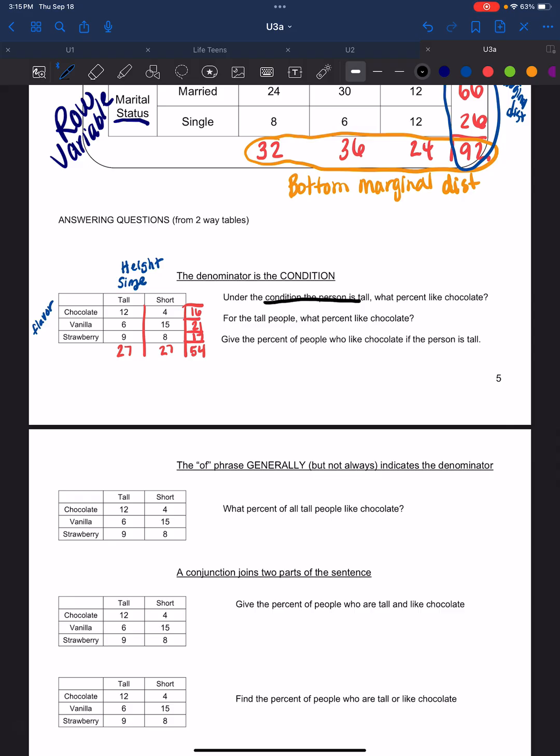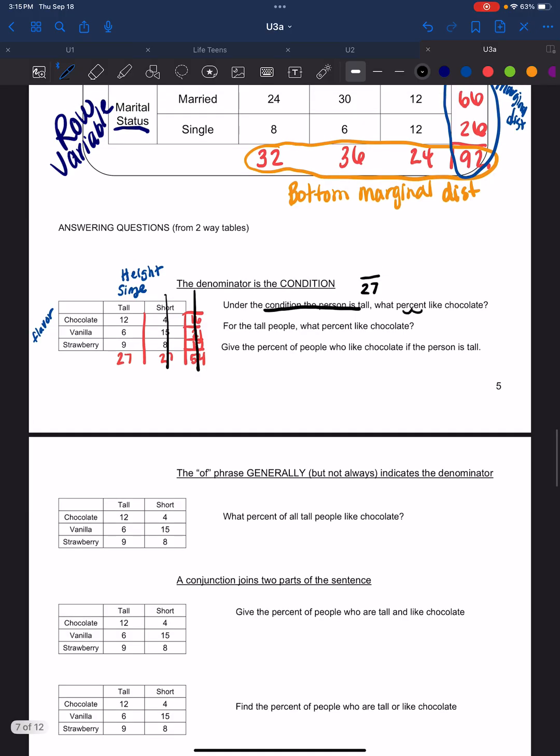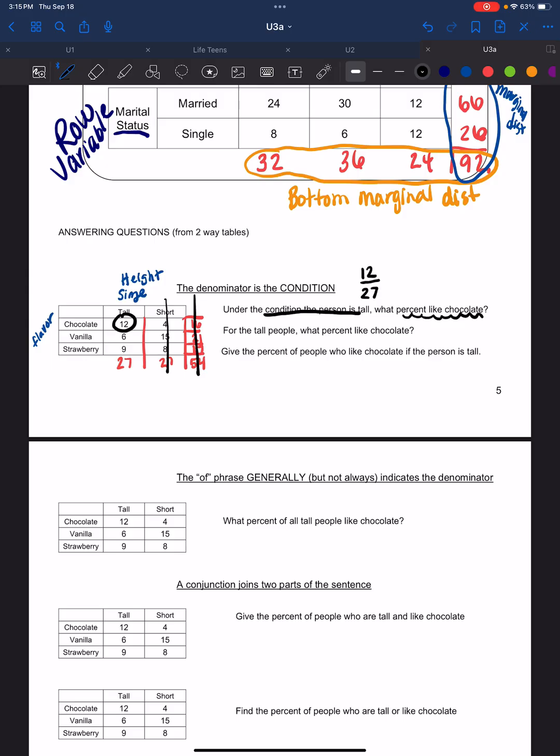Well, so that's just saying only if the person is tall. I don't really care about any of the short people. I don't care about the total. I only care about the tall people. And so out of the tall people, there are 27 tall people. And how many of them like chocolate? The liking chocolate part would have to go on top. How many of the tall people like chocolate? 12 of the 27 people like chocolate. And so that would come out to be approximately 0.44. And to answer that question, that's about 44.4%.